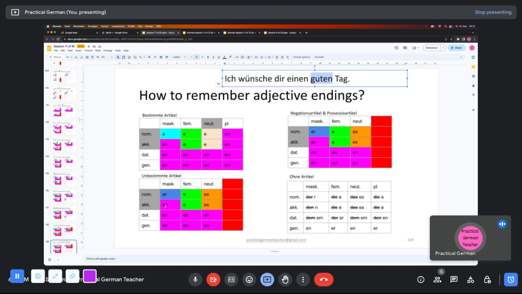This is not a very good example, but you have said guten Tag so many times that it is guten Tag, right? Let's say if this is Nacht, Nacht is die Nacht, we know that. So it is eine, and here it is gute Nacht.